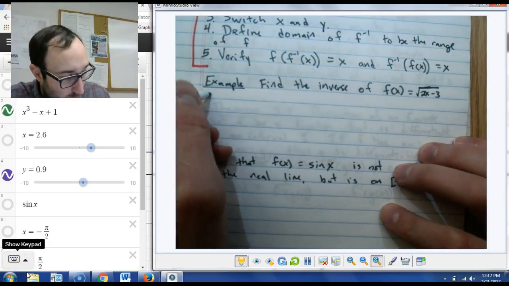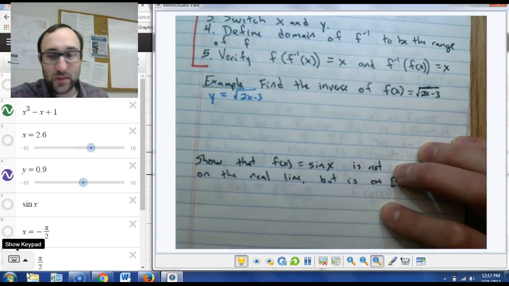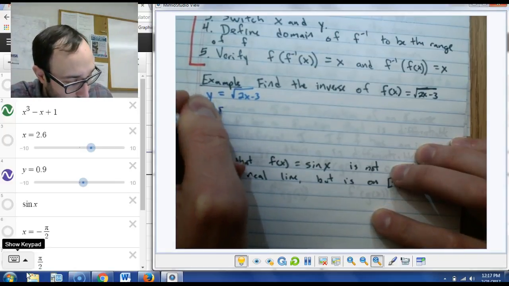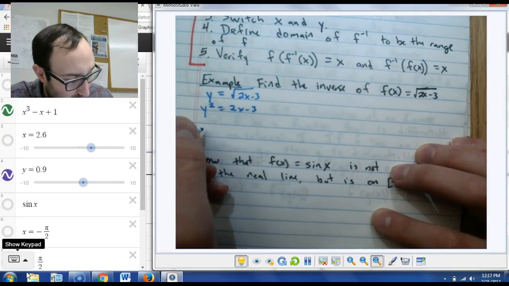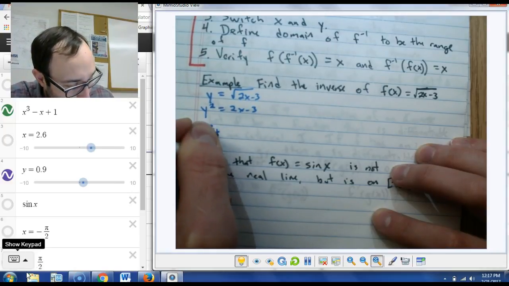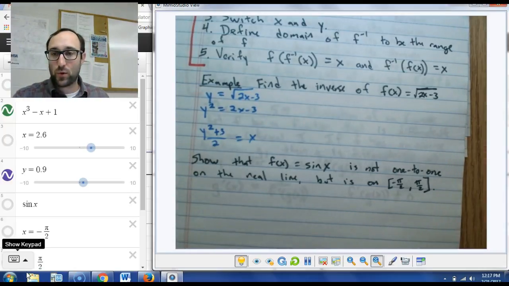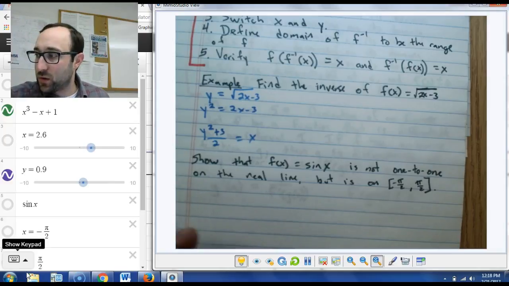So let's set y equals the square root of 2x minus 3, and then let's solve for x. We're going to square both sides first. You can say y squared equals 2x minus 3. And you're going to add 3 and then divide by 2. So I'm going to do that all at one time. y squared plus 3 all over 2 equals x. Okay, so that would be the inverse after we switch the x and the y.